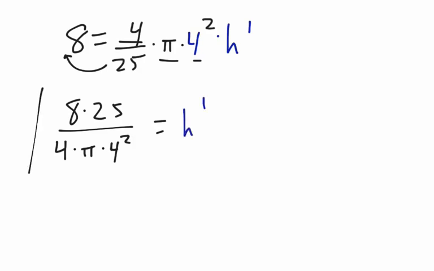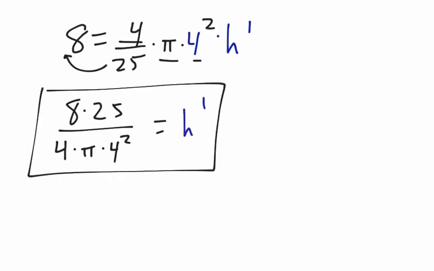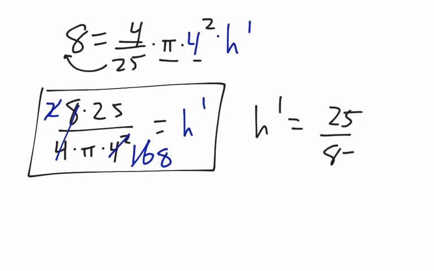And technically, for your response, you don't have to simplify, you can just leave it. If it was multiple choice, we could do a little simplifying. For example, 8 over 4 is 2, 4 squared is 16, and then this 2 and the 16, we could make that 1 over 8. And so our final answer would be h prime equals 25 over 8 pi. And the units are important, so this would be feet cubed per second.